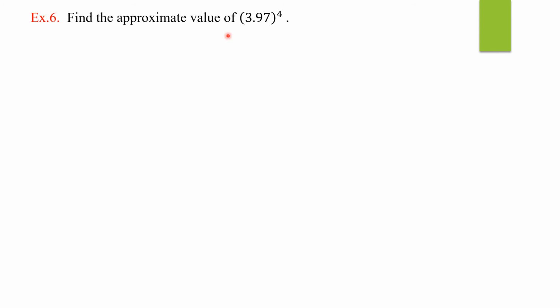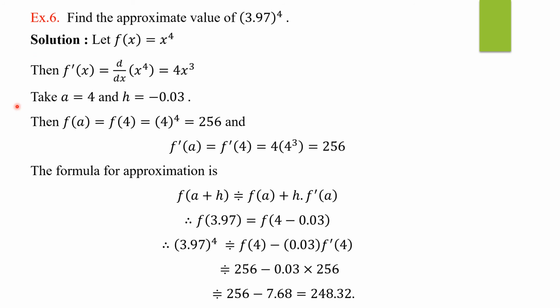Example 6. Find the approximate value of 3.97 raised to 4. Solution. Here, we take the function f of x equal to x raised to 4. Find its derivative, that is f dash of x. Hence, d by dx of x raised to 4. We use the formula for x raised to n. We get 4 into x cube.